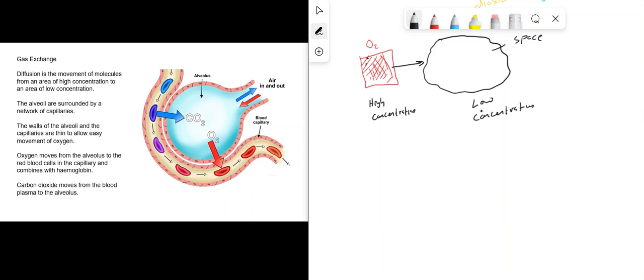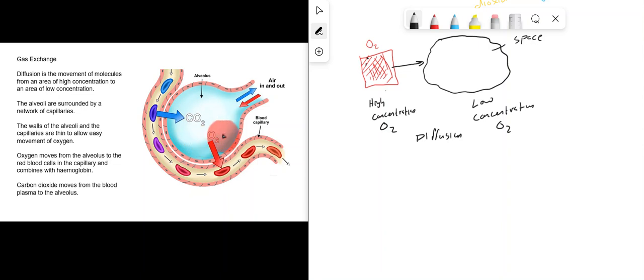And we mean low concentration of O2. So high concentration of O2, low concentration of O2. So it's like a packed room, so the people will want to move out into space because they're all bumping against each other. So this is what we call diffusion. And this is what happens here.